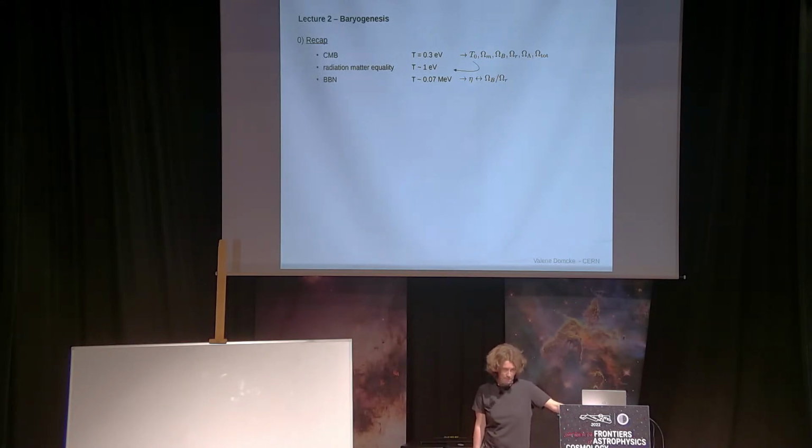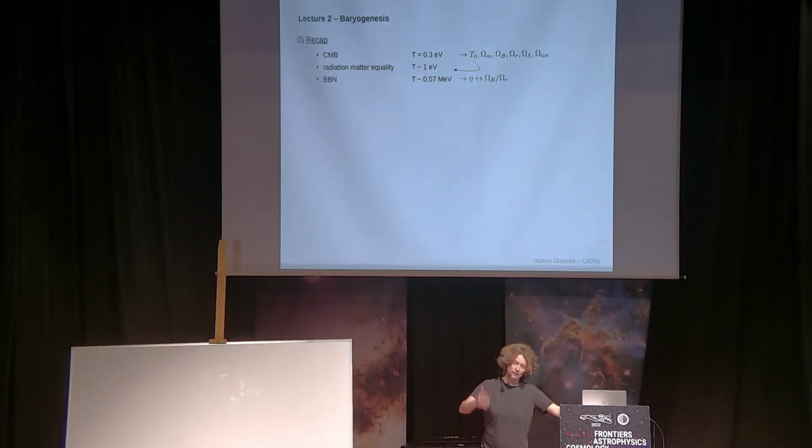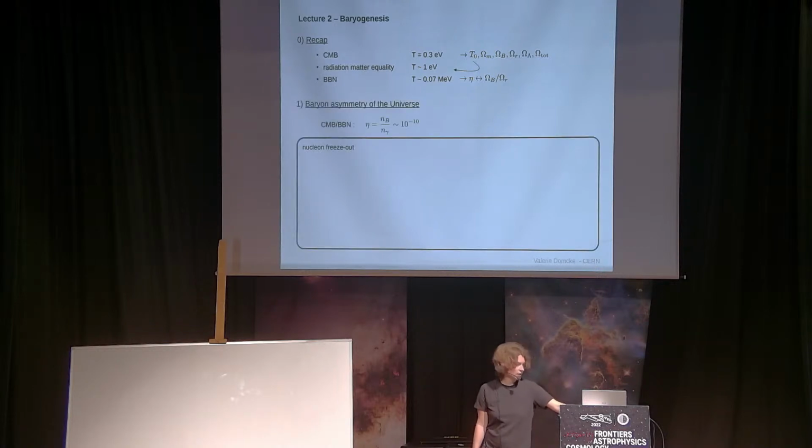We talked about the CMB. We talked about how from the homogeneous part of the CMB we can measure the temperature today, and then together with the physics of the CMB we can calculate the time of matter-radiation equality. And then going back even further, we talked about BBN as a very sensitive probe of particle physics at the MeV scale. So today we're going back even further in time, and we'll talk about baryogenesis.